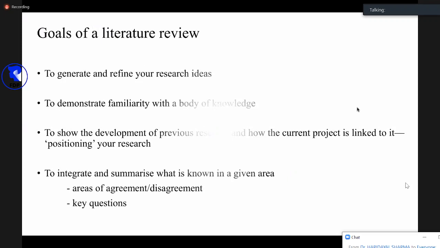The last one is to integrate and summarize what is known in your given area: the areas of agreement, the areas of disagreement, and the key questions all the studies are asking.